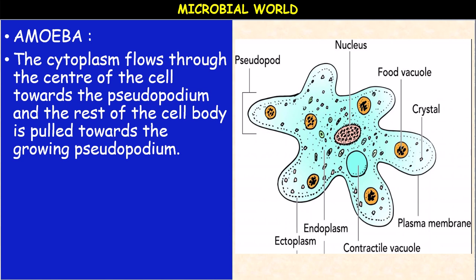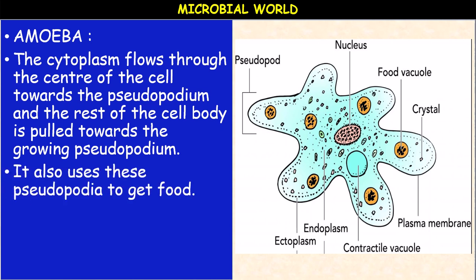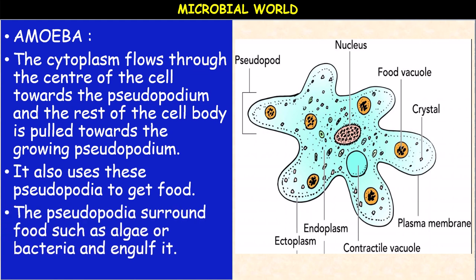So, the cytoplasm is divided into endoplasm and ectoplasm. It also uses the pseudopodia to engulf or get the food. The pseudopodia surround food, that is cytophagy, we can call it. The pseudopodia surround the food such as algae or bacteria and engulf it. Another example for this is Paramecium.